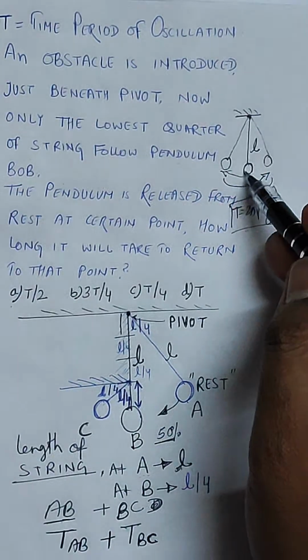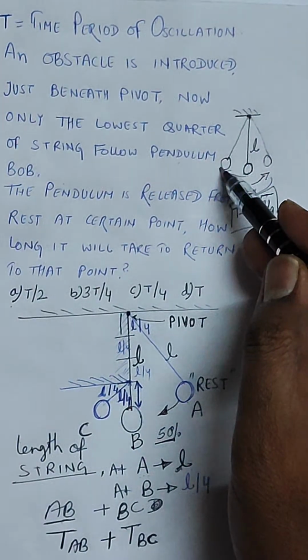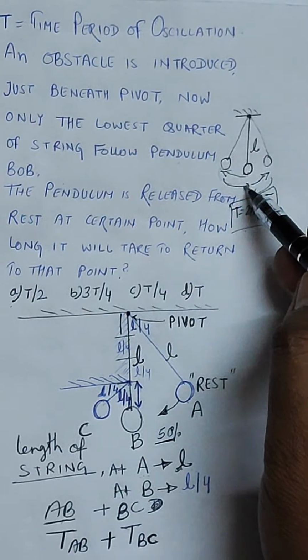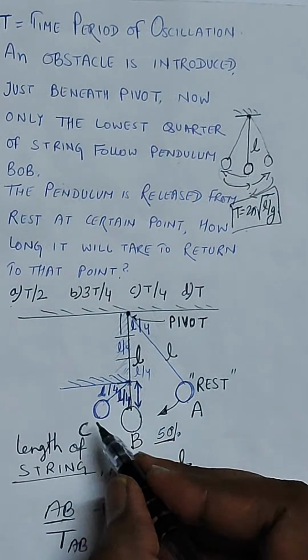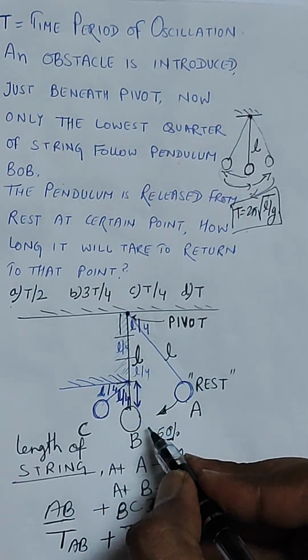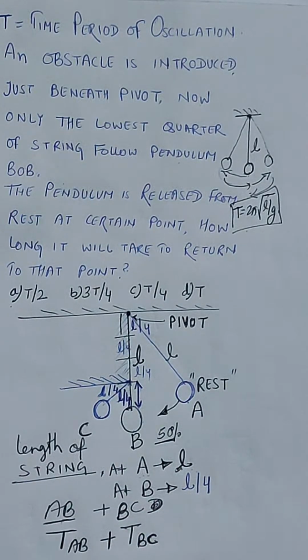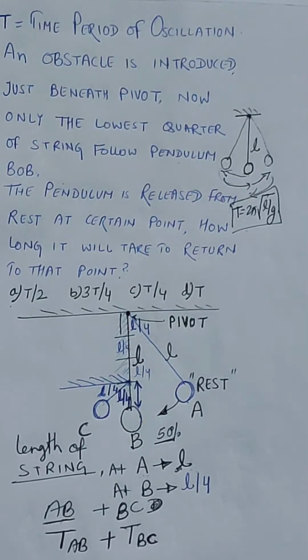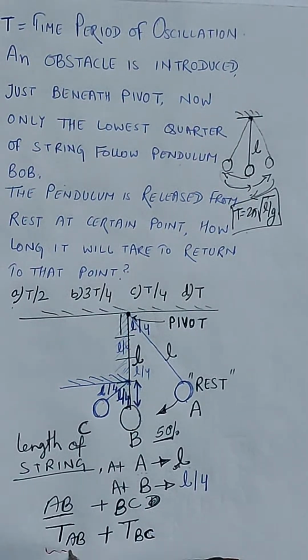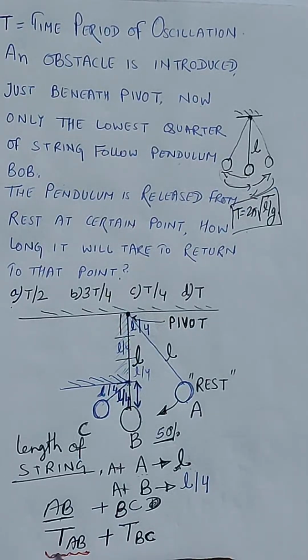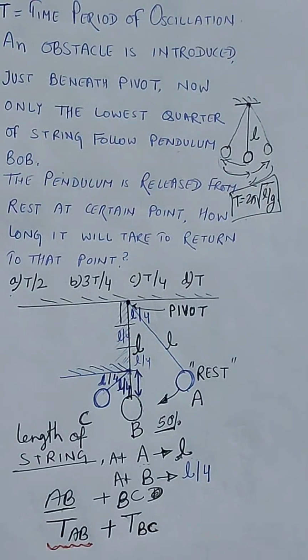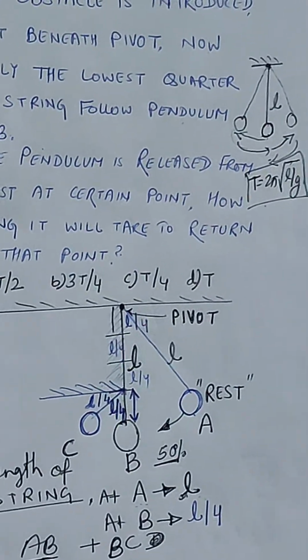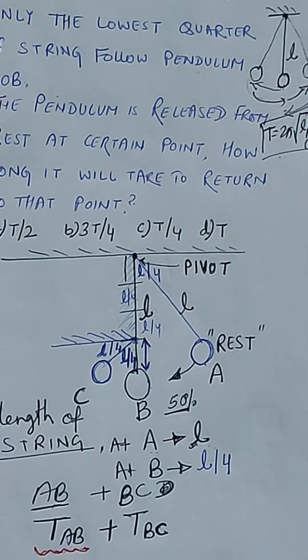Suppose this bob is moving from this place to this, then returning back, coming to the mean position, then going to the extreme, and then coming back. For the entire oscillation, 50% is happening for A to B. So we can say that this AB is covering only 50%. Let me zoom a little. Is it fine?